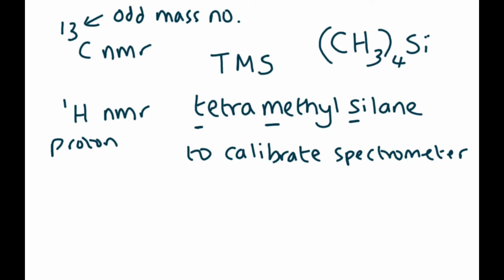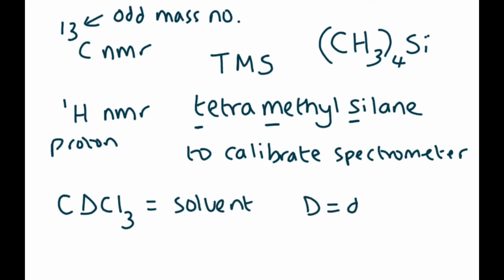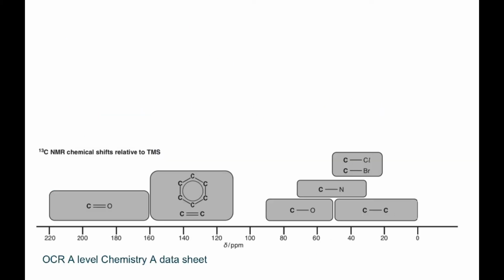Something else that you need to add to your NMR sample is a solvent, and the solvent is CDCl3, and the D stands for deuterium. Deuterium is one of the isotopes of hydrogen, and because it has an even mass number, it is not detected in the NMR spectrum. So those two chemicals need to be added to your sample.